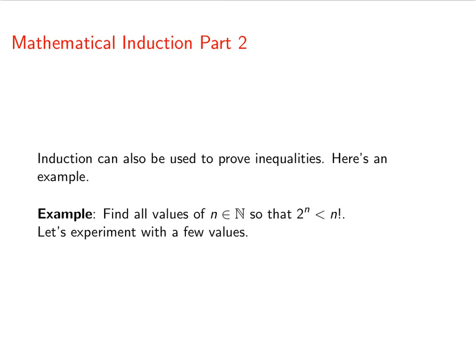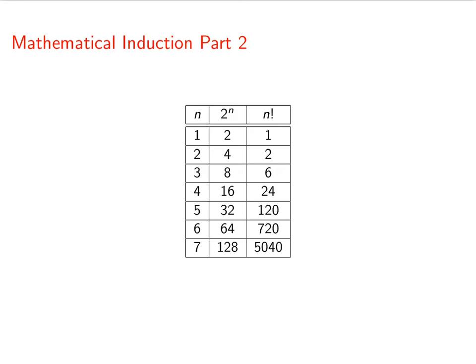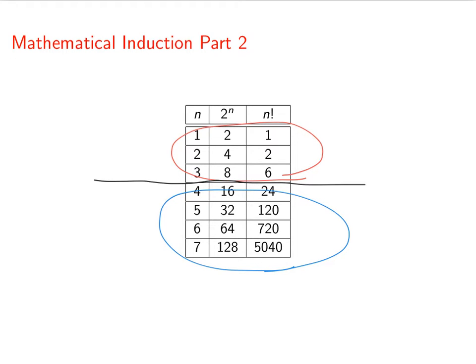Let's just experiment with a few values. So what I did was I made a table that shows values of 2 to the n and values of n factorial. One of the things that you should notice is that early on the values of 2 to the n are bigger, but eventually the values of n factorial become bigger. In fact, there is this breakpoint right here where it appears that everything beyond there, n factorial, is larger.